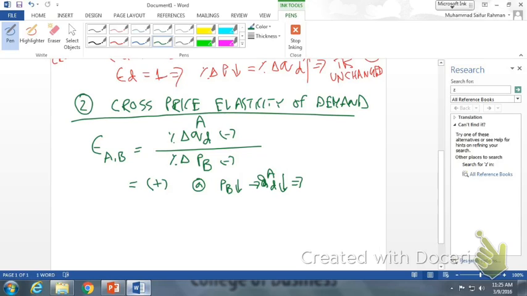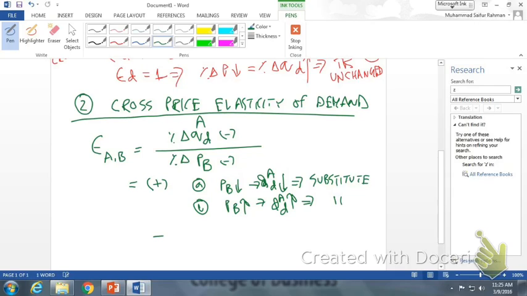So when the sign is positive, these two goods are substitutes. For the B case, when the price of B goes up, your quantity demanded for A goes up as well. This is the second way in which the sign can be positive. If the price of B goes up, you buy less of B and you buy more of A. That's what it means, right? When the price of B goes up, you buy less of B, you buy more of A. So A and B are substitutes.